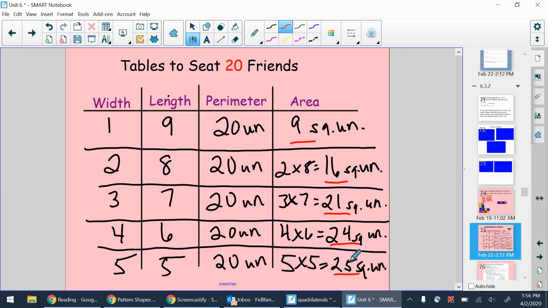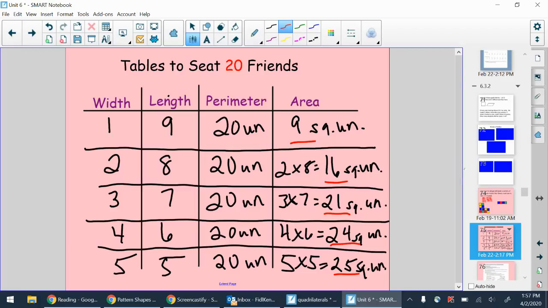There doesn't really seem to be a pattern going on there because from 9 to 16, we only went up 7 tiles. And then from here to here, we went up 5 tiles, and then we went up 3, and then we went up 1. So there's not a pattern happening in the area. It's just the way it ended up being because we kept adding more and more tiles to our arrays.